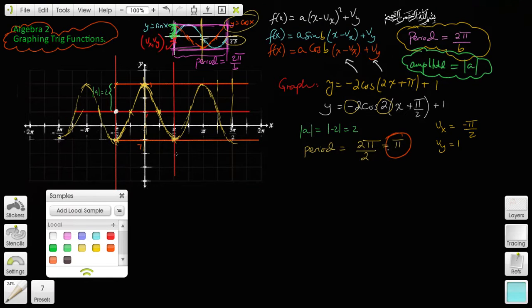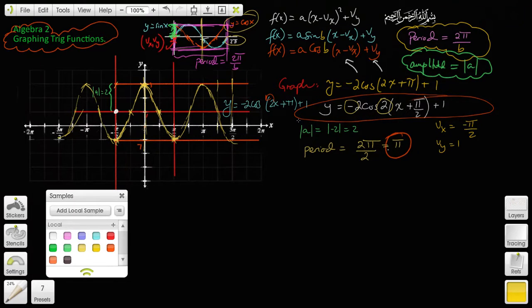So this is the graph of a function over here, y equals -2 cosine of 2x plus pi plus 1. And we factored this out before we did anything into a more recognizable form like this.